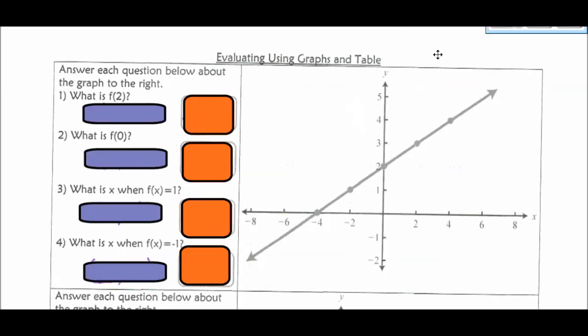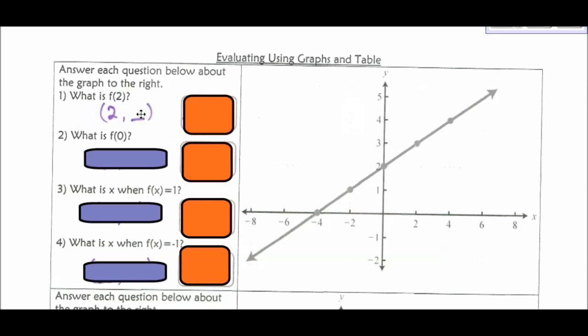Alright, when we're using graphs and tables to evaluate, we're really just matching up points. As long as we understand the notation, it's really just looking for an x and a y coordinate. So on that first one, it says, what is f of 2? It's talking about the x value. That 2 is the x value. It's saying, find the y value when x is 2. So all I'm going to do is look at my x-axis, find 2, and then look up at my line. I'm going to just scroll up to my line, and I see that my y value right there is 3.